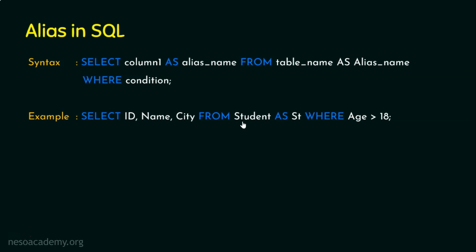This is the alias for the table name, student, and the alias name is ST. So the output table is going to contain ID, name, and city, with the condition to be satisfied being age greater than 18. So the output table will be named ST, which is the temporary name, the alias name to be precise.